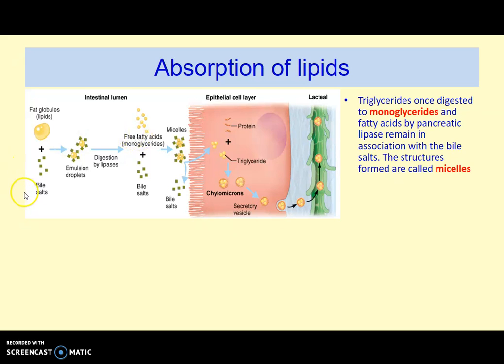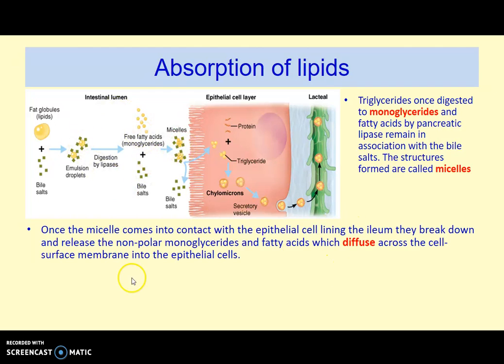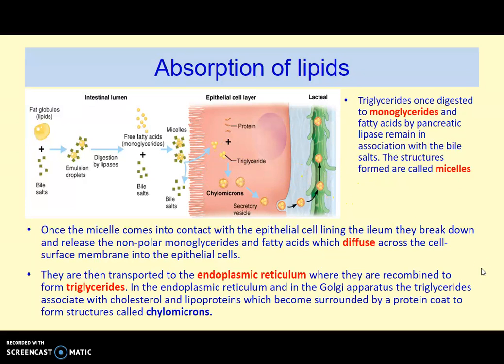Okay, so that pancreatic lipase, with the help of bile, forms those micelles. And they've been broken down, and we're still in the intestinal lumen here. Now, once the micelle comes into contact with the epithelial cells here, they break down and release those monoglycerides and fatty acids. Of course, they can just diffuse across that plasma membrane by simple diffusion and into the epithelial cells. Now, once in the epithelial cells, something a little bit different happens.